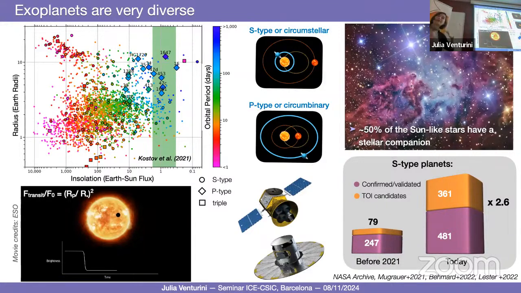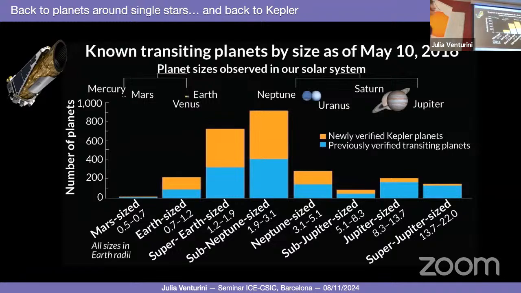I give a bit this introduction on binaries because I'm working now on that, but most of the talk will be about exoplanets around single stars. And I will go back to these binary planets at the end if there is time. So going back to planets around single stars and back to Kepler, probably the most important result of the Kepler mission was to find that the exoplanets with sizes between Earth and Neptune are the most common ones. And we don't have this type of planets in our solar system. So these objects naturally raise the curiosity to understand what are they made of and how do they form.